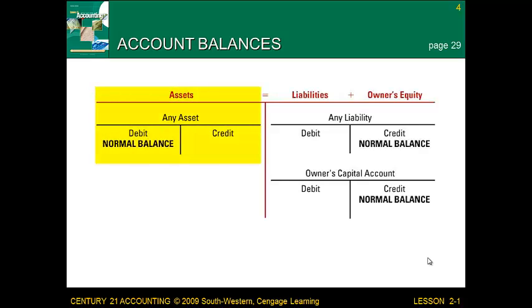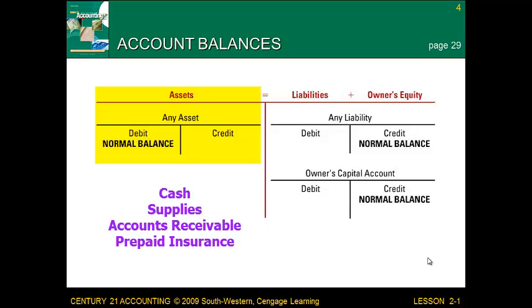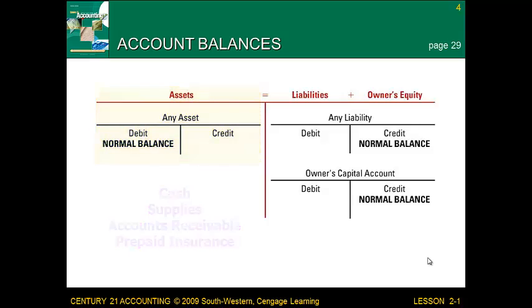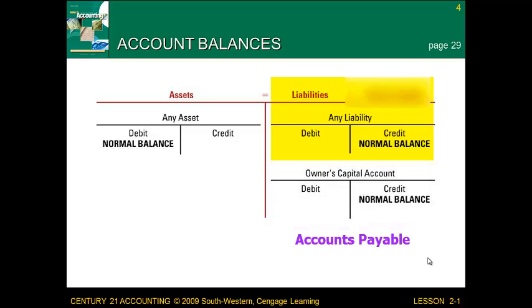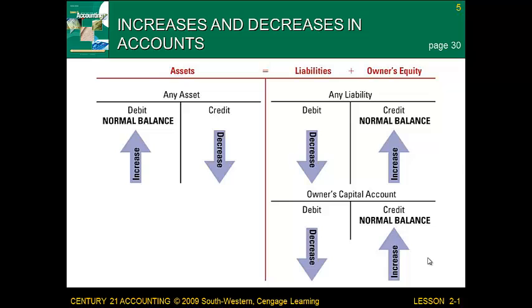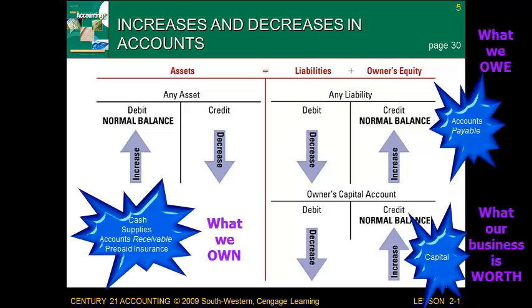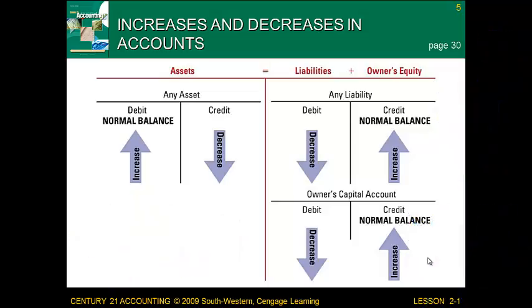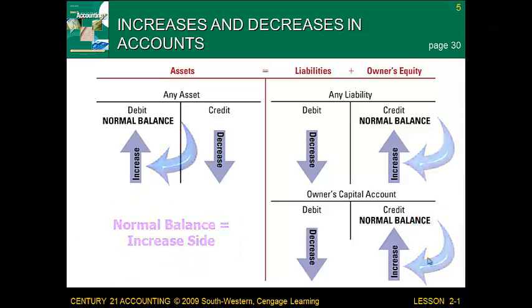Assets have normal debit balances. Asset accounts include cash, supplies, accounts receivable, and prepaid insurance, while liabilities have a normal credit balance. Those are accounts payable accounts. Capital has normal credit balance. The normal balance side is always the increase side of an account. Assets are things we own, liabilities things we owe, and capital is what our business is worth overall.